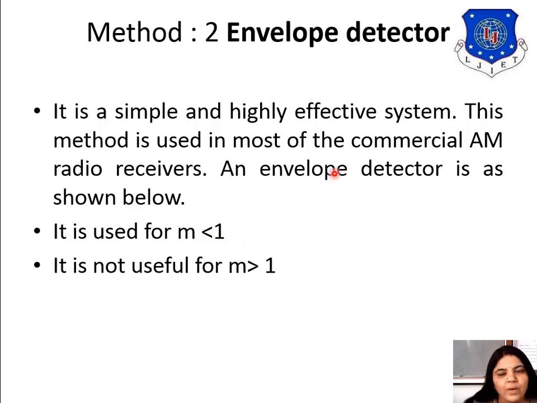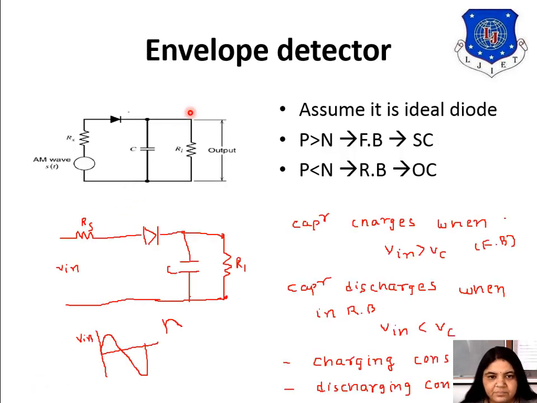It is used when the modulation index m is less than 1. When m is greater than 1, this envelope detector won't produce the output, so it is a limitation that it will not work for m greater than 1. Okay, now we will see the diagram.